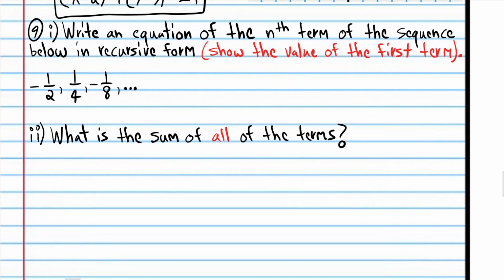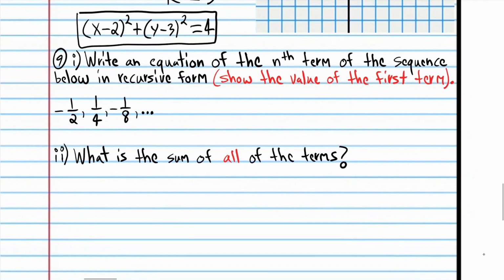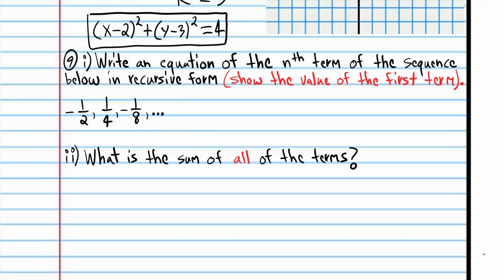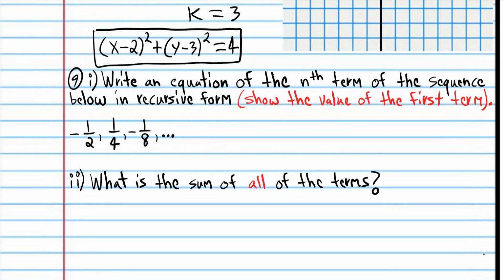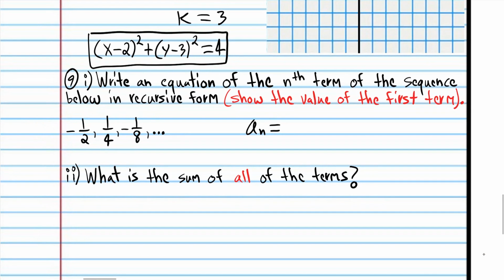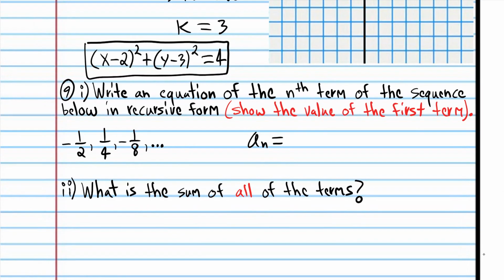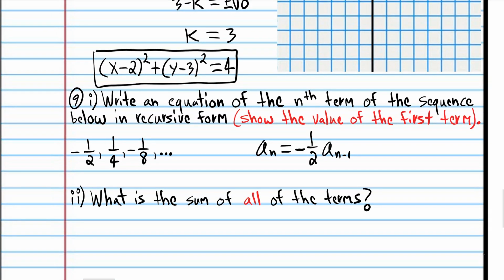Okay, let's try number 9. So go ahead and try part 1 of number 9. And when you come back, we'll do it together. Okay, we're back. So we need to write this in recursive form. So for this particular sequence, a term can be found by taking the previous term, which we notate as a subscript n minus 1, and multiplying it by negative 1/2. So there you go. That's the nth term.